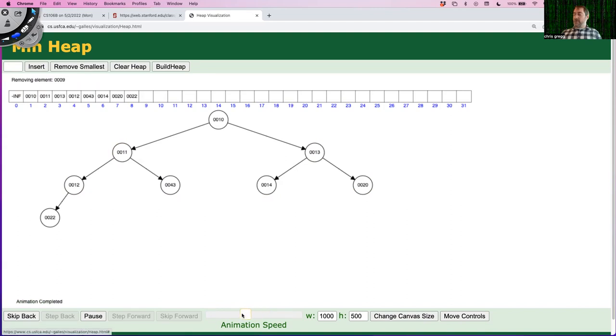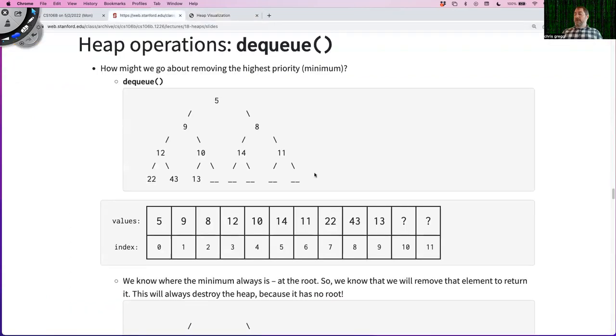Let's do one more. I'll make it a little slower. One more is the 22. The 22 needs to go to the top. The 11 needs to come up. And then the 12 needs to come up. Done. Pretty cool. I hope you think that's cool. I think that's cool.